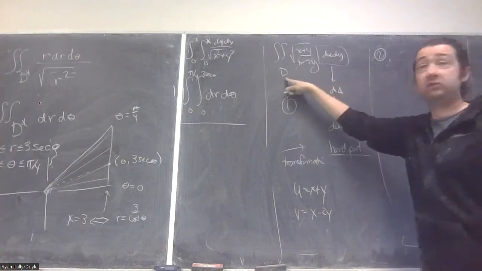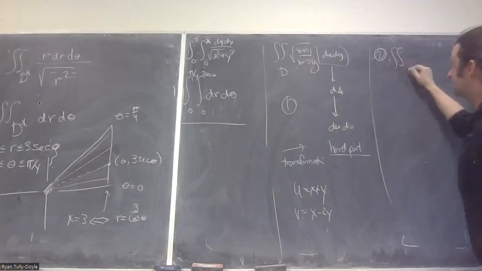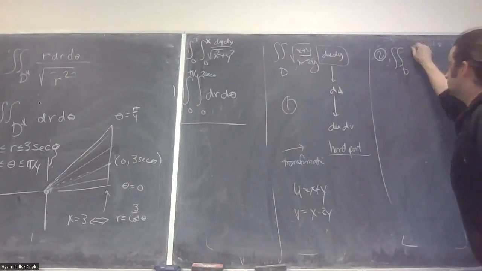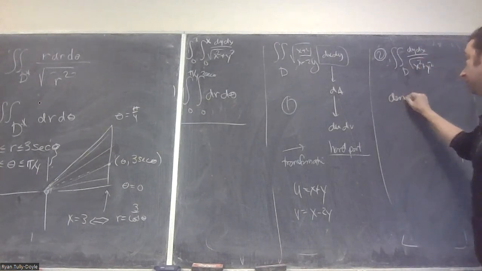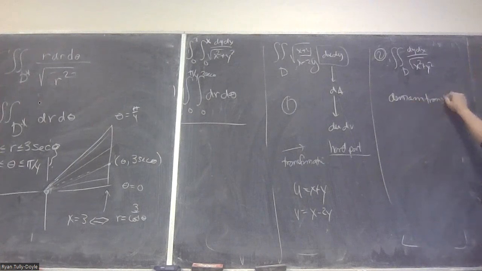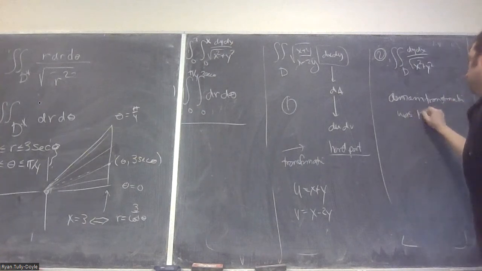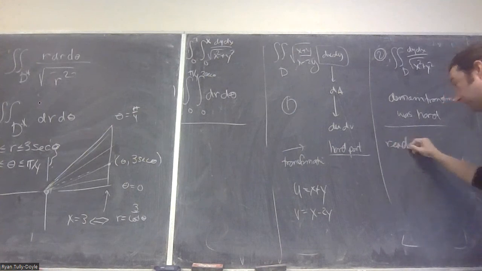In this case, the domain transformation was pretty easy too. In this one, what was hard was the domain, figuring out what happened to the domain under the transformation. And also, reading the original domain was hard.